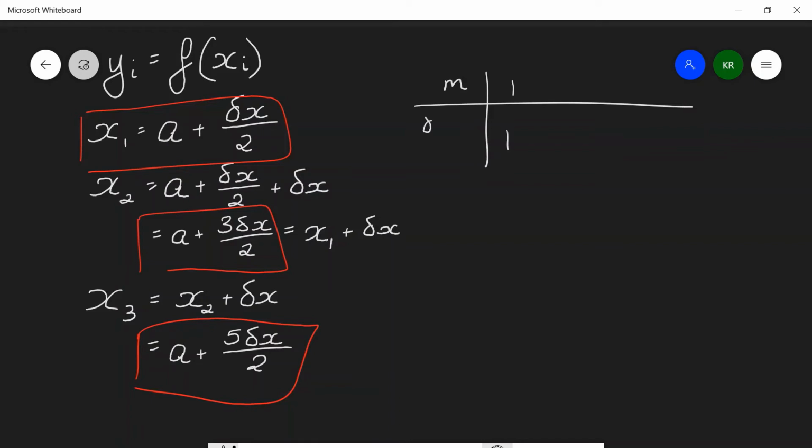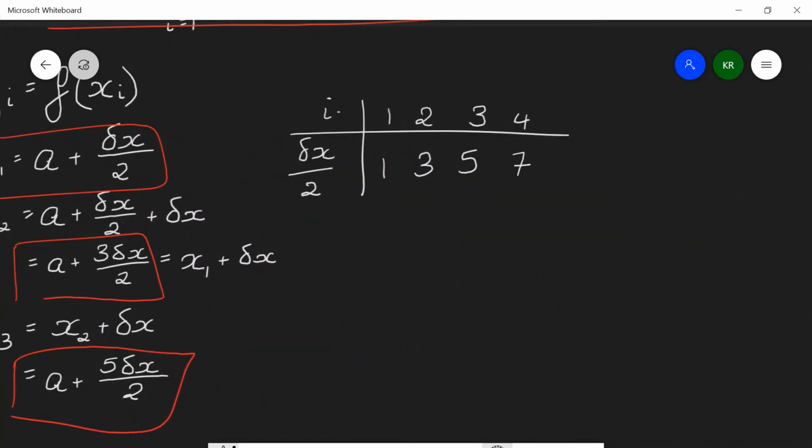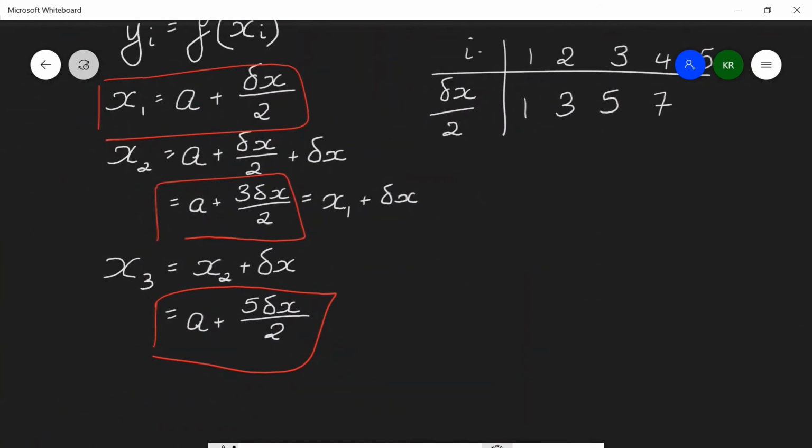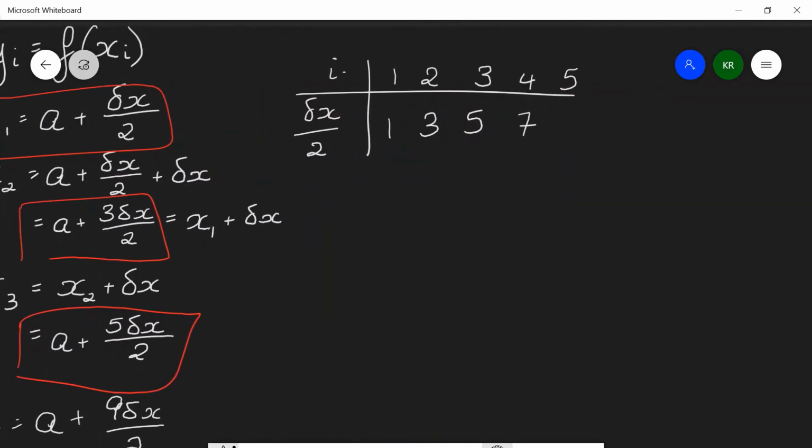So it's 1 lot of delta x over 2. Number of delta x over 2 is 1 lot. When I is 2, you've got 3 lots of delta x over 2, right? When I is 3, you've got 5 lots of delta x over 2, like this. So we can see these are like the odd numbers, right? So we'd expect that to be 7. We'd expect, when I is 5, that's to say x5, to be a plus 9 delta x over 2, right? We'd expect that to be 9.